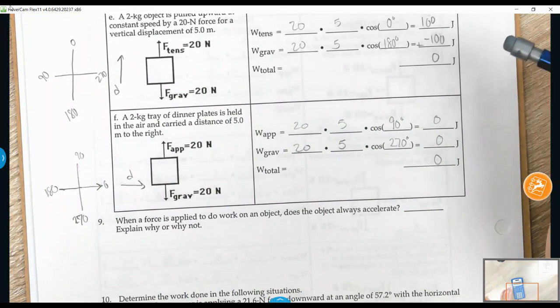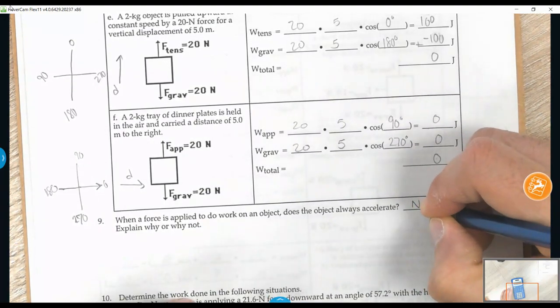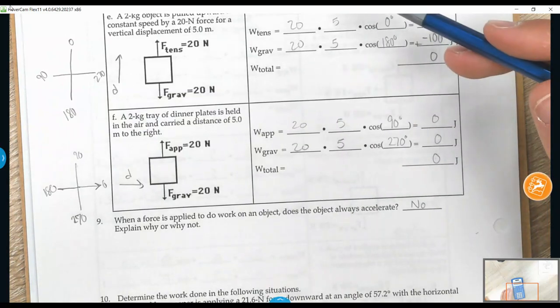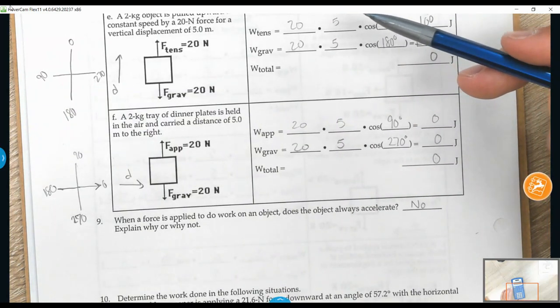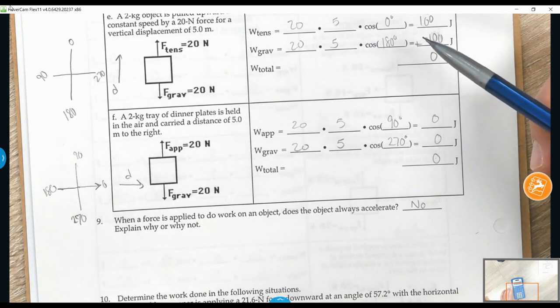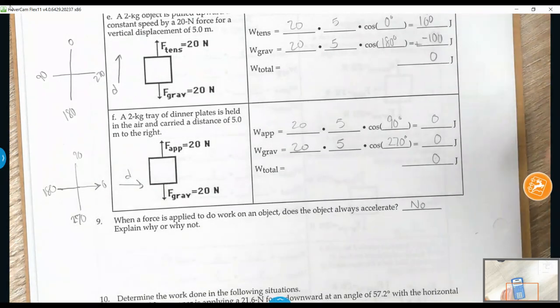Okay, number 9. When a force is applied to do work on an object, does the object always accelerate? No. All right, so some of the examples up there. Does the object always accelerate? No. If the net work on the object is 0, it's not going to accelerate, right? You can have some forces that balance and wind up preventing acceleration, so it's not always going to accelerate.